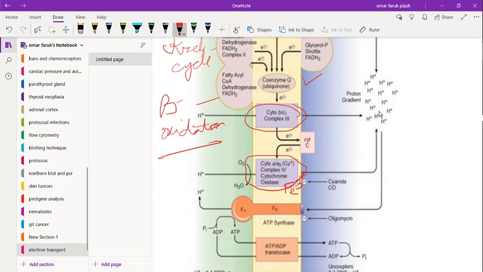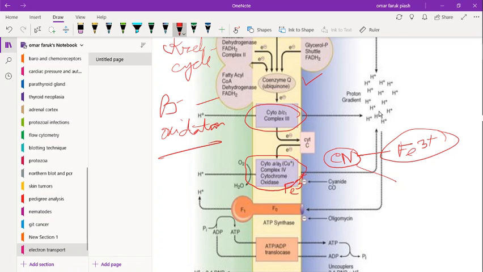What happens if somebody takes cyanide? What happens due to cyanide poisoning? Cyanide binds with Fe3+, and when cyanide binds with Fe3+, all electron transport stops. So if we are not able to give an antidote immediately, the patient might die within minutes. So what we have to do is, there are 3 things that you can offer in this patient.